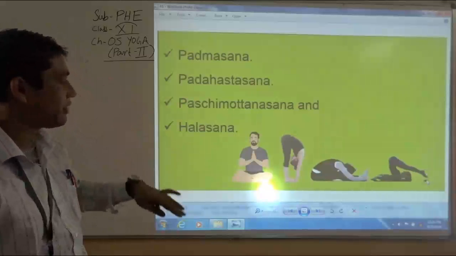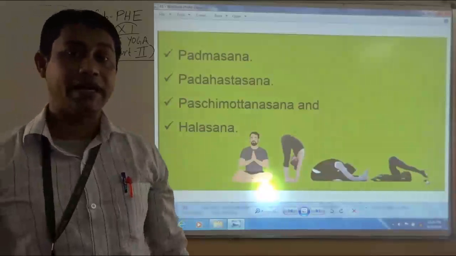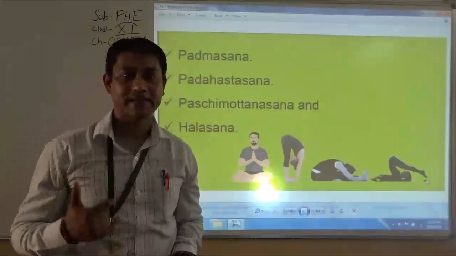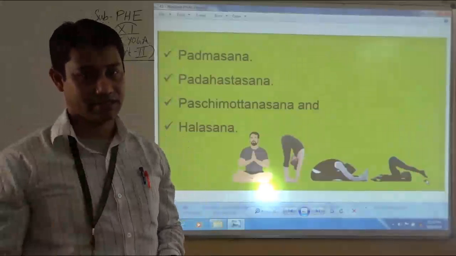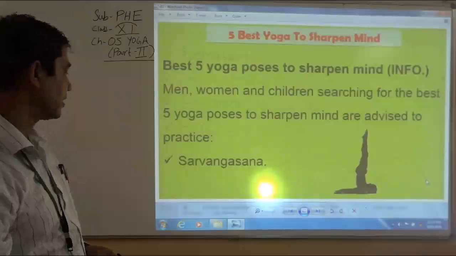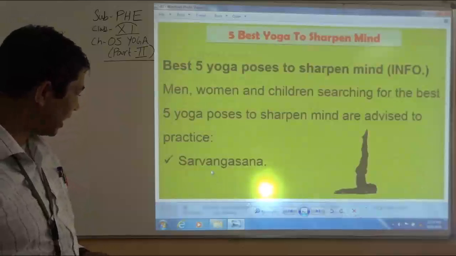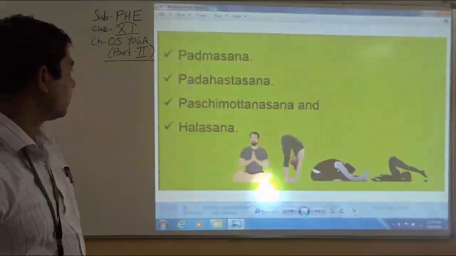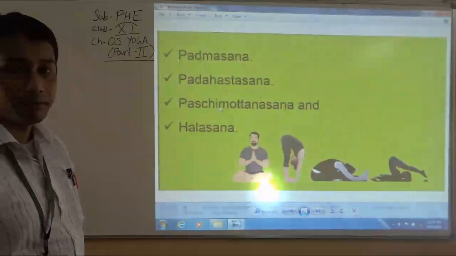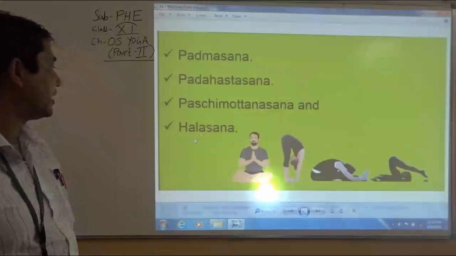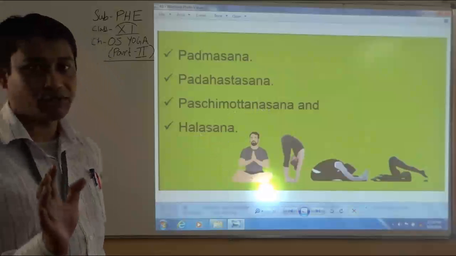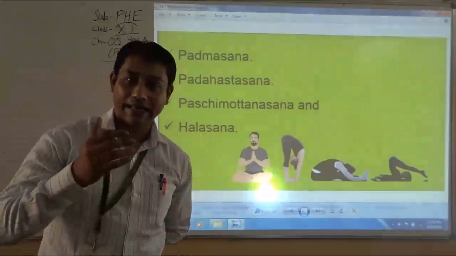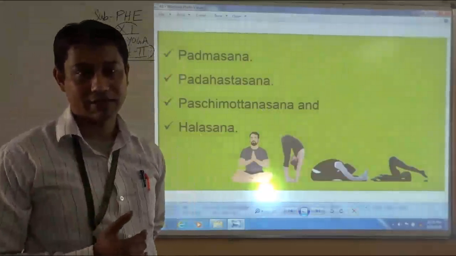So all these 5 asanas, students, help immensely to increase the concentration level of the subject. So what are those 5 asanas? The 5 asanas are Sarvanga Asana, Padma Asana, Padahasta Asana, Paschimottasana and Hala Asana. So these are the 5 asanas that help an individual to enhance their concentration level.